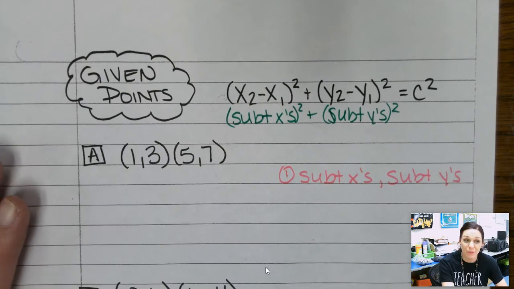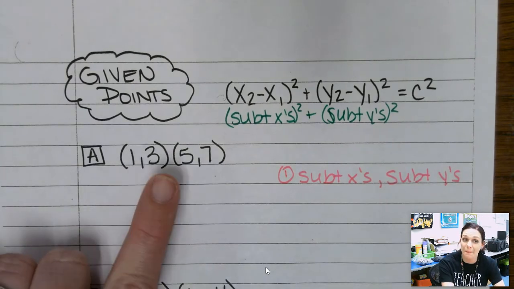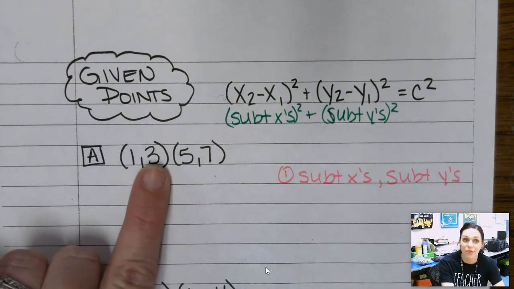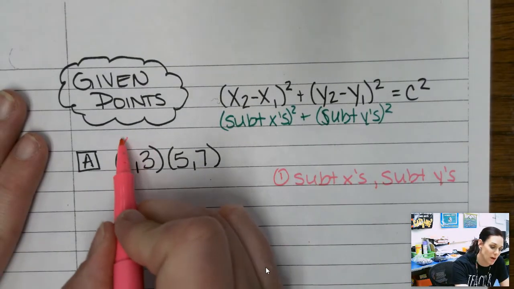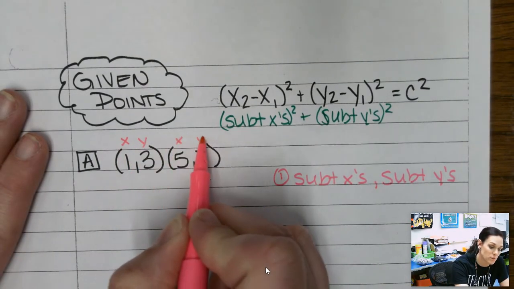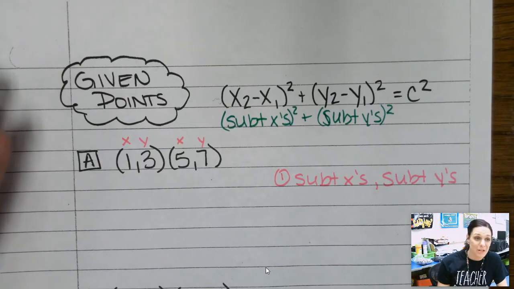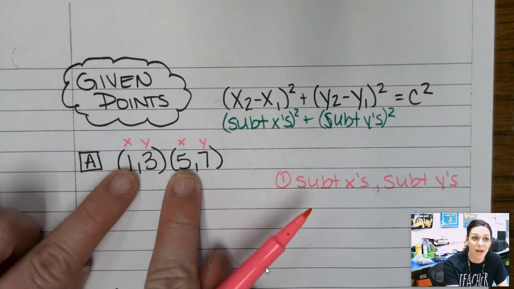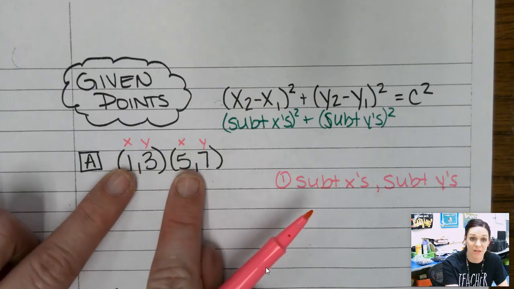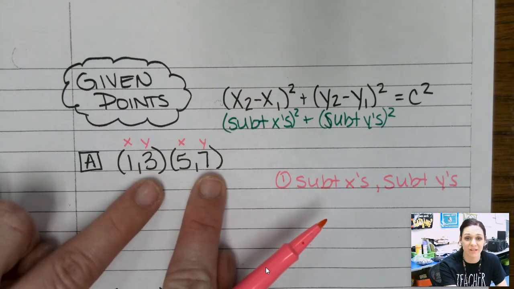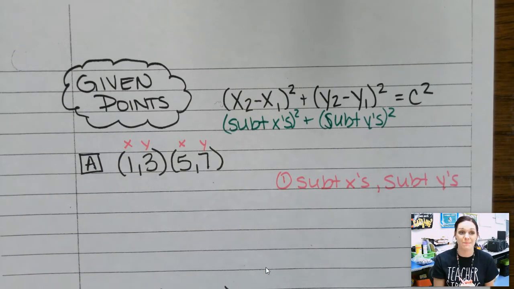All right, so when we do this, I could do 1 minus 5 and 3 minus 7, reminding myself that my coordinates are always written x, y. However, I like to subtract bigger minus smaller. So maybe I want to do 5 minus 1, and if I choose 5 minus 1, I have to do 7 minus 3. I can't mix and match.